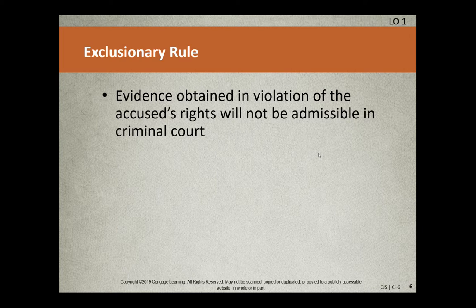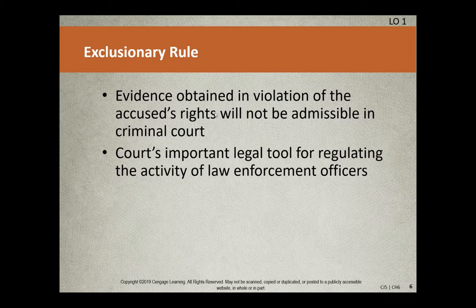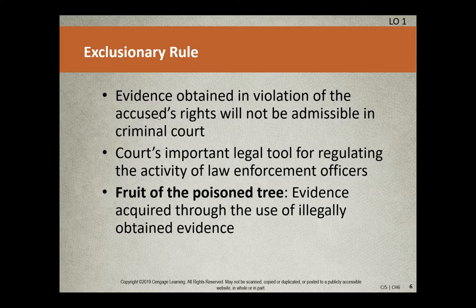So the exclusionary rule is defined as a rule under which any evidence that is obtained in violation of the accused's rights, as well as any evidence derived from illegally obtained evidence, will not be admissible in criminal court. So if there was a violation of the accused person's rights when the evidence was obtained, it will not be admissible in court. Any physical or verbal evidence police acquire by using illegally obtained evidence is known as fruit of the poisonous tree. This is also inadmissible in court.